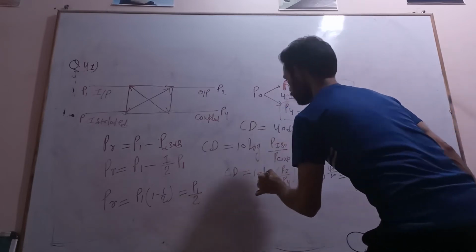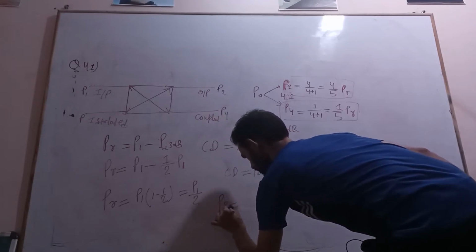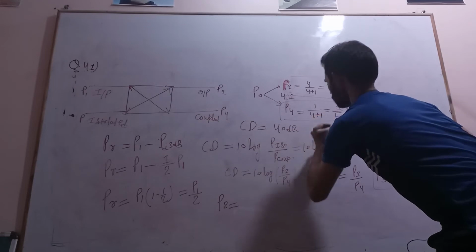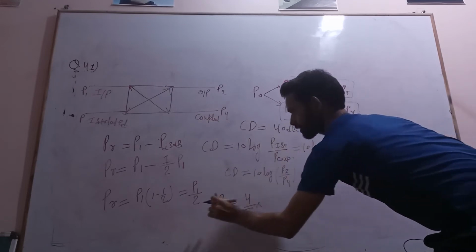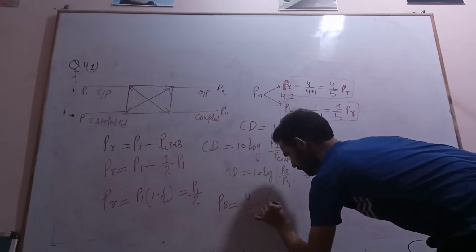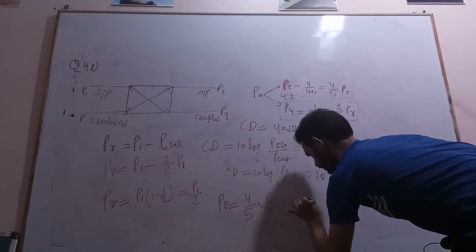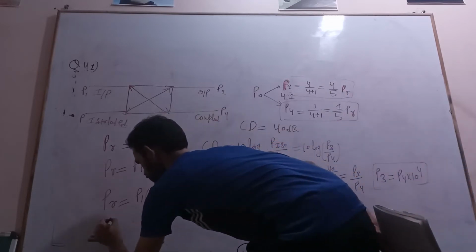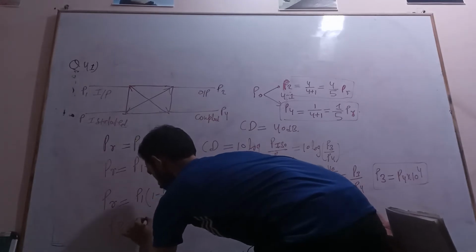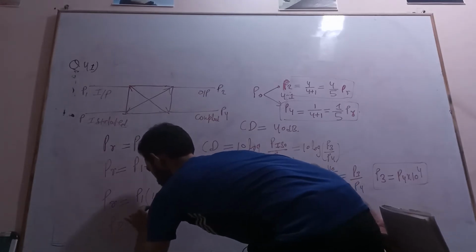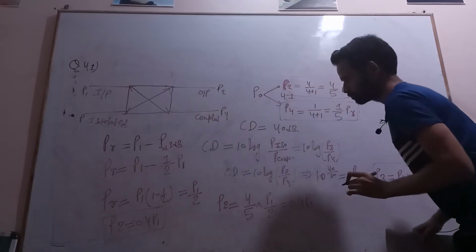How much is P2? P2 is equal to 4/5 into PR, and the remaining power is P1 by 2. How much is this? 0.4 P1. So P2 is equal to 0.4 P1. So this is my P2 power.